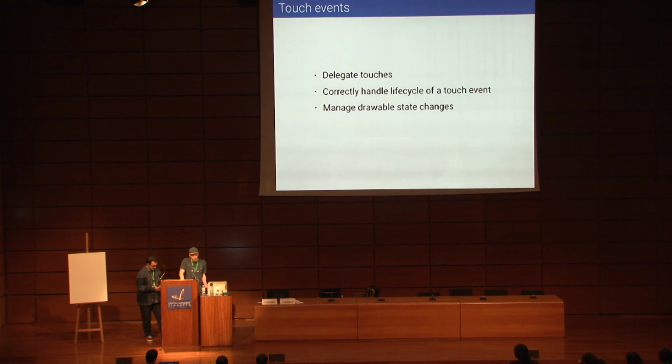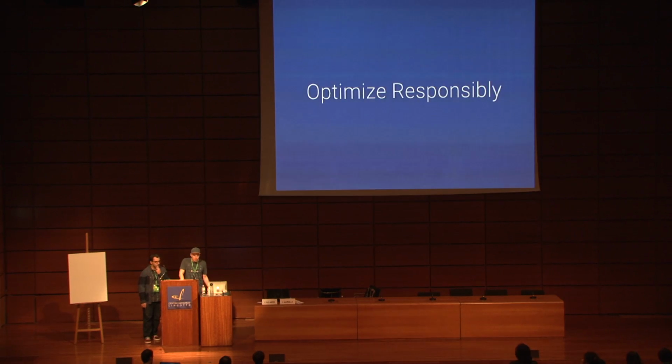Drawable state is another one. For example, with a button, you probably want a pressed state. This is something you'll need to handle yourself via onTouch and set state on the drawables. Otherwise, this is handled by the view system for you. So again, it's a trade-off. In some cases, it's definitely worth it. In a lot of cases, though, it might not be. So I guess what I'm saying is optimize responsibly. But if you apply this, you can get great wins.